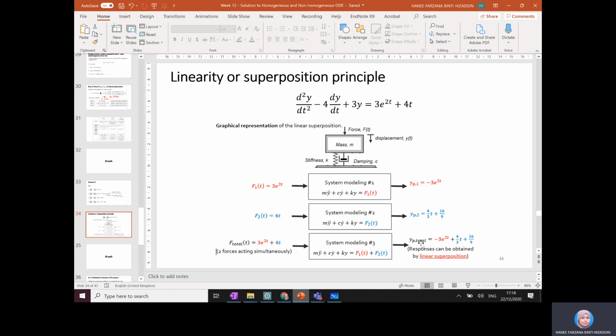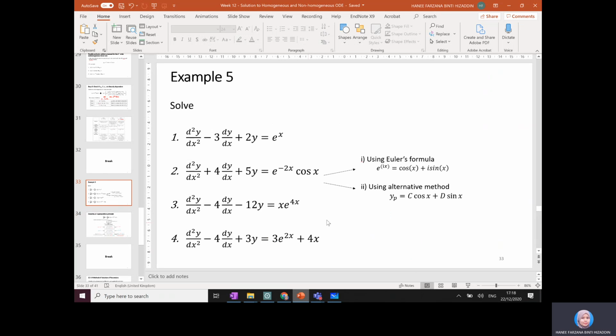Thus you can combine the particular solutions. yp total is equal to yp1 plus yp2, so that is what we have here. This is just to illustrate how the linear superposition, or linearly independent solutions, can be combined into one complete solution. Okay, so that is for example 4.